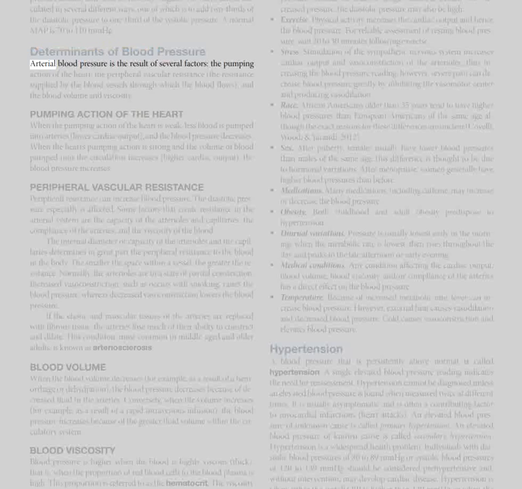Determinants of blood pressure. Arterial blood pressure is the result of several factors: the pumping action of the heart, the peripheral vascular resistance, the resistance supplied by the blood vessels through which the blood flows, and the blood volume and viscosity. Pumping action of the heart. When the pumping action of the heart is weak, less blood is pumped into arteries, lower cardiac output, and the blood pressure decreases. When the heart's pumping action is strong, and the volume of blood pumped into the circulation increases, higher cardiac output, the blood pressure increases.